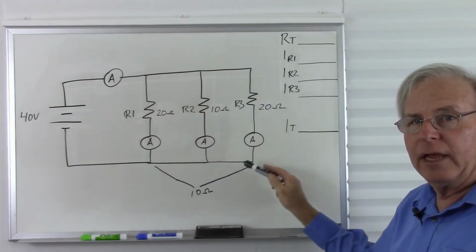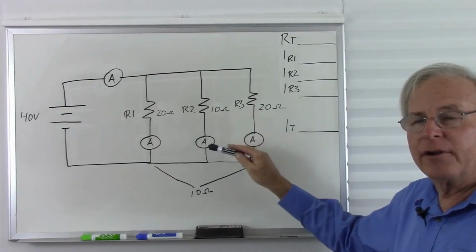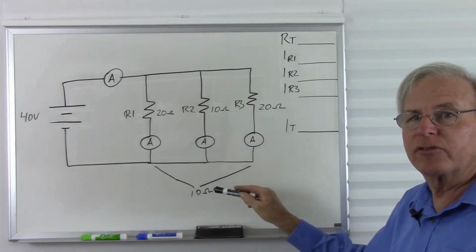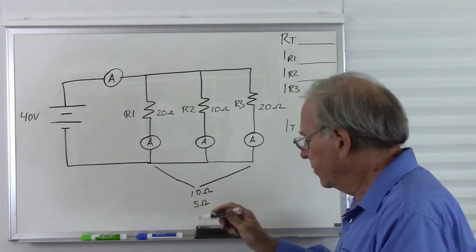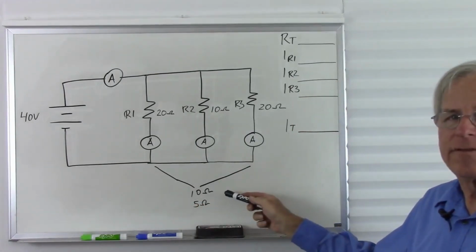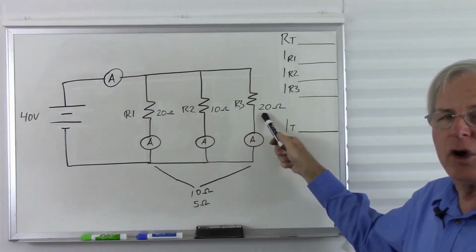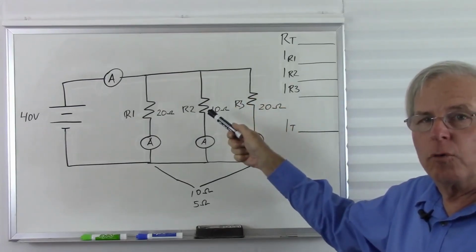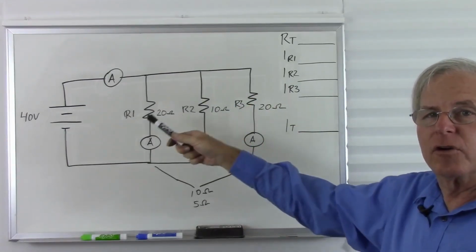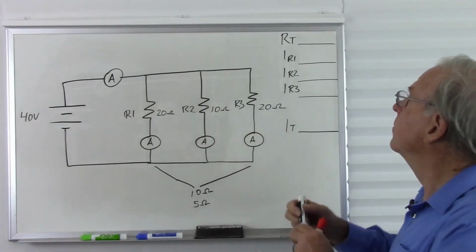R1 and R3 in parallel make 10 ohms. Now we have that in parallel with another 10 ohms, which gives us a total resistance of 5 ohms. So once again, 20 ohms in parallel with 20 ohms is 10 ohms. 10 ohms in parallel with 10 ohms is 5 ohms. So these three resistors together have a total resistance of 5 ohms.